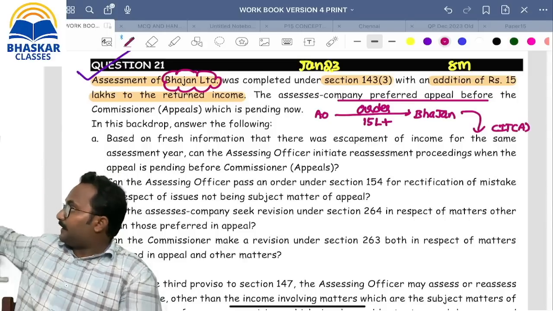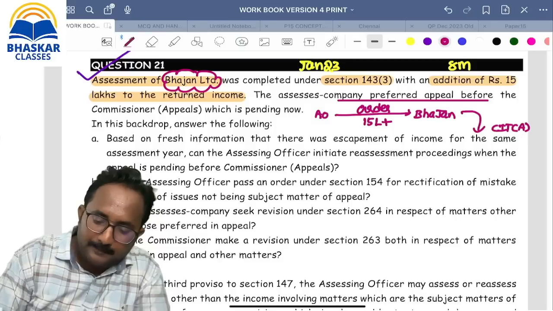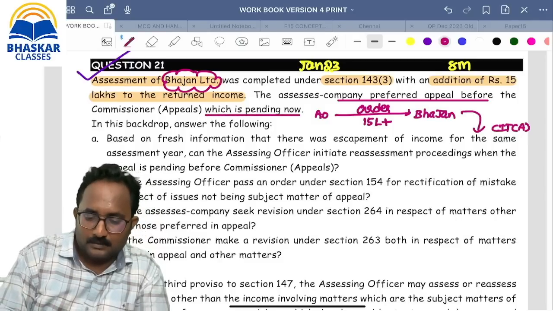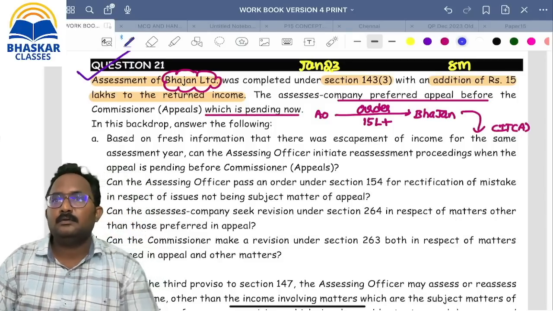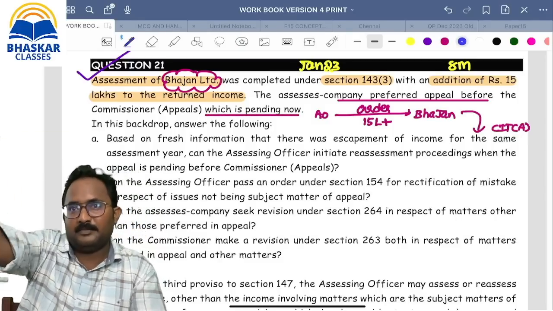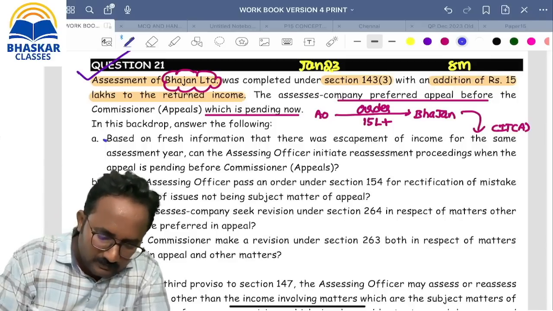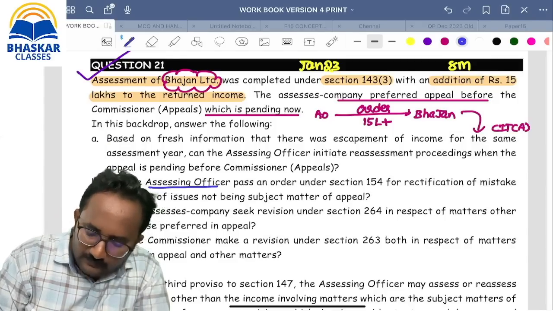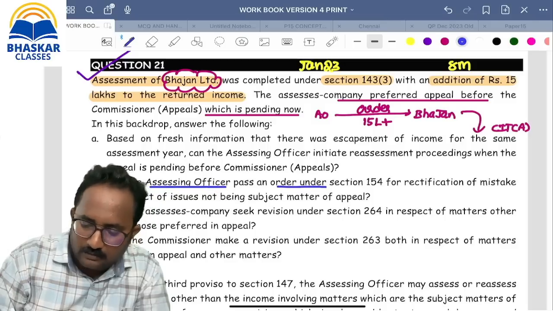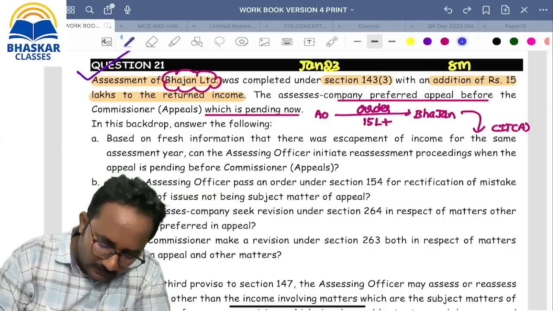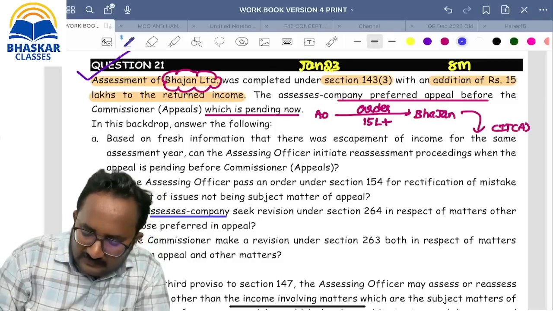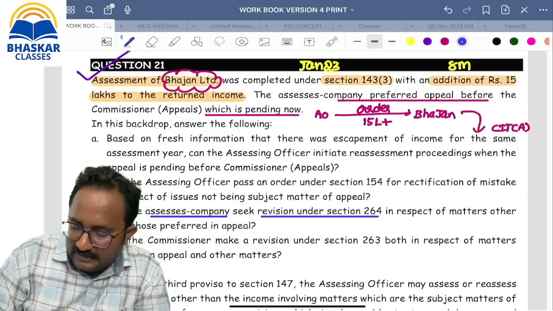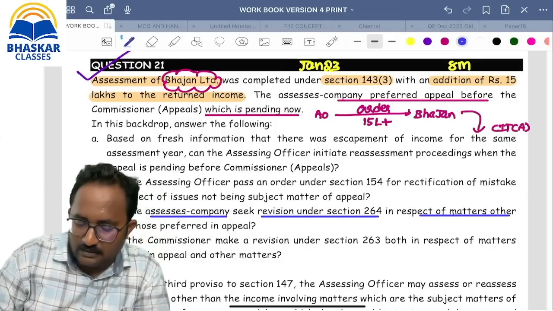With respect to this, we have to answer the following. Is the appeal disposed or pending? Pending. Okay, I'm asking the question to Manu. You can try. I will give you an easy question. Can the assessing officer pass an order? Not this question also. Sorry, this one: can the SSC company seek revision under section 264 in respect of matters other than those preferred in an appeal?